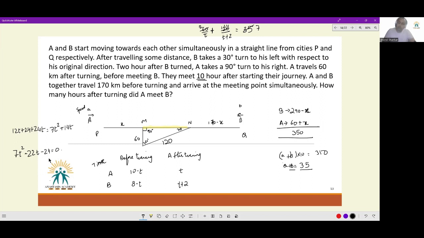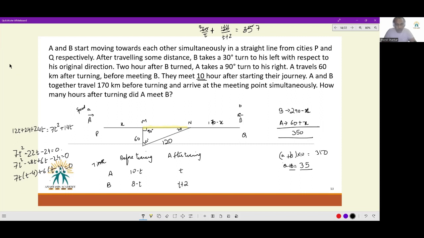7 into 24, if I break it down, 168. So 28 into 6. 7t square plus 28t plus 6t minus 24 is equal to 0. 7t(t minus 4) plus 6(t minus 4) equal to 0.